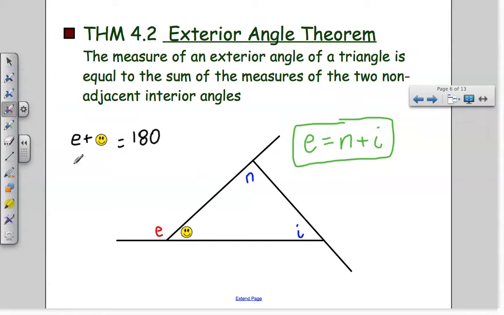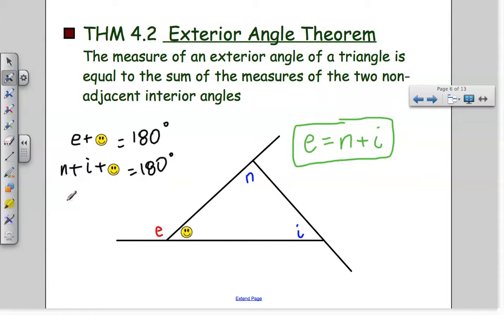I also know that taking the three angles in the triangle, N and I and the smiley face, would also add up to 180, because we just did that a few times. So N plus I plus my good old smiley face also adds up to 180, right? These two add up to 180 because they're on a line. These three add up to 180, smiley face, N and I, because they're the angles in the triangle. Well, if they both add up to 180, then these things equal each other.